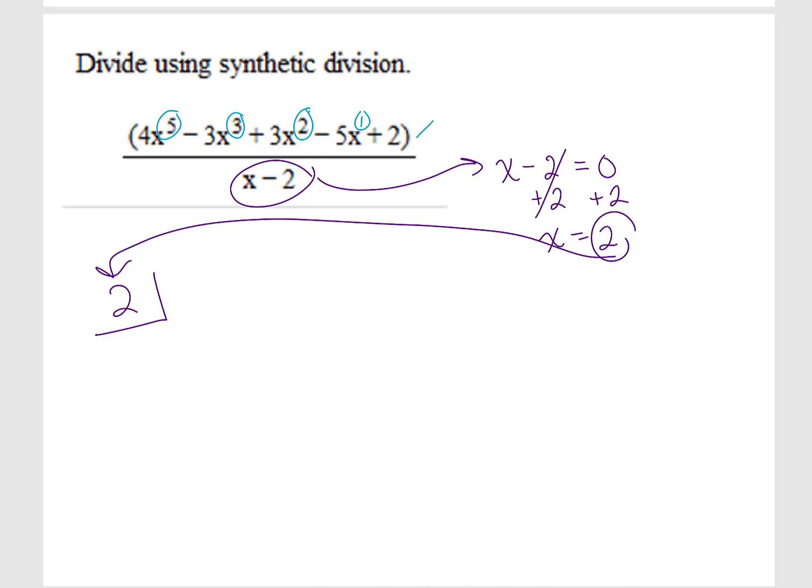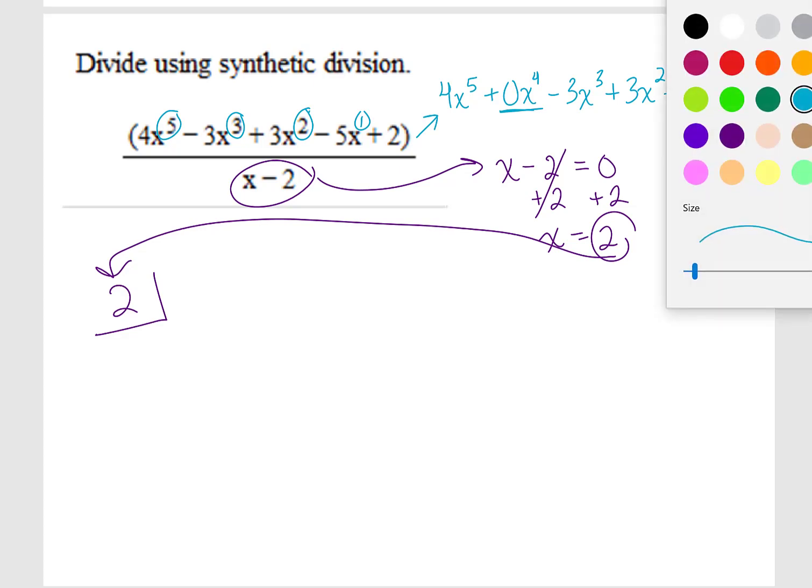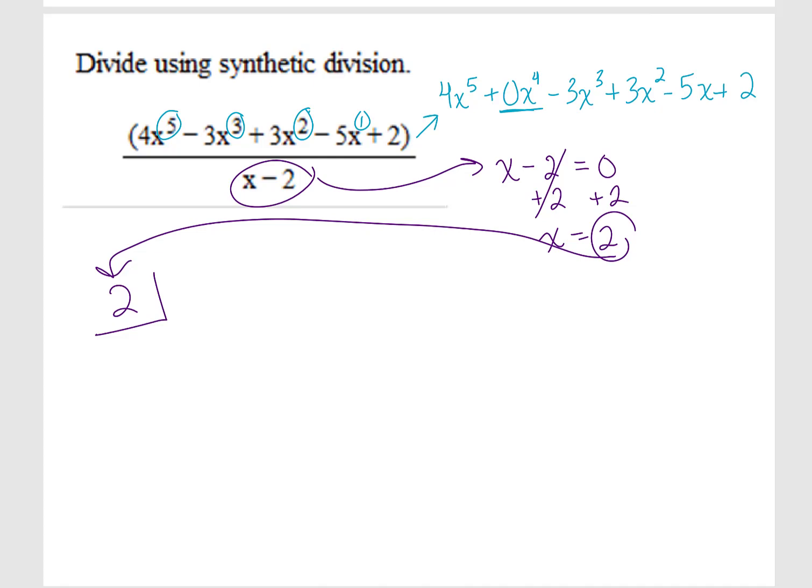So we're going to rewrite this numerator as 4x to the 5th plus 0x to the 4th. So that's the one I just added in, minus 3x cubed plus 3x squared. So notice nothing else changes, only that plus 0x to the 4th. That was the only thing I changed. Okay, now they're all in descending order. They're still in descending order, but then also I'm not missing any, right?